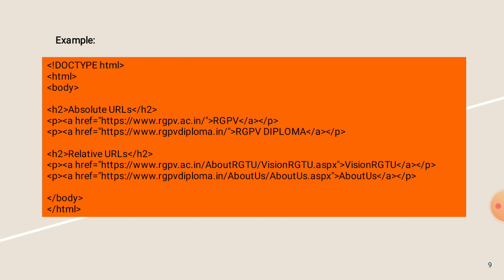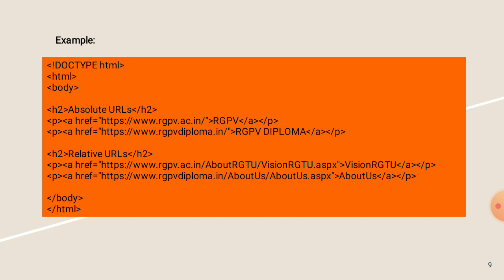We start with the HTML tag, then declare the body section. We put a heading 2 for absolute URL, and another heading 2 for relative URL. First we declare paragraph 1 with a href http://www.rgpv.ac.in, RGPV, anchor tag close, paragraph close. Then another paragraph with a href https://www.rgpvdiploma.in, RGPV diploma, anchor tag close, paragraph close.